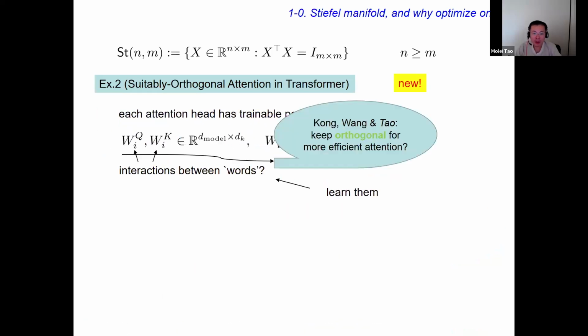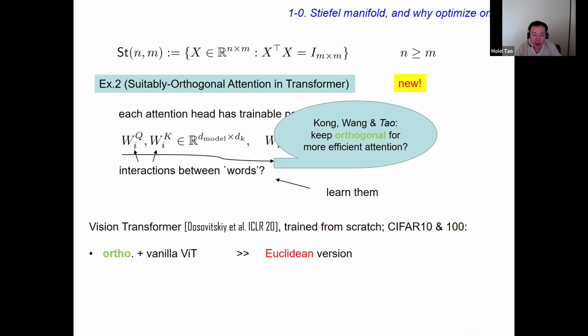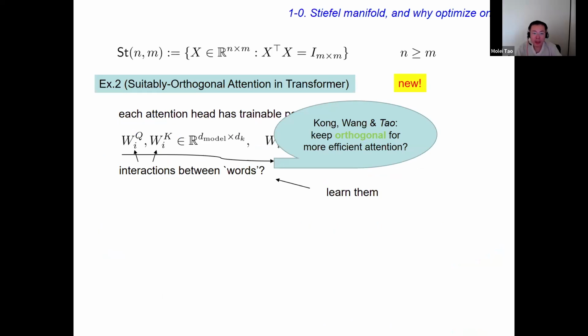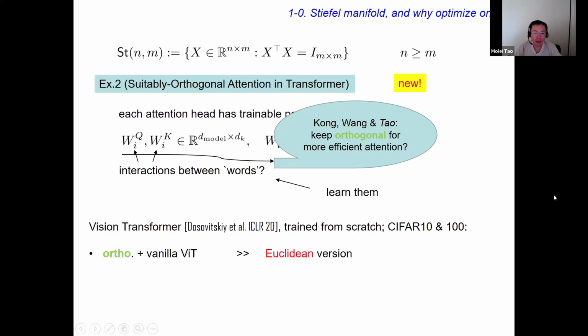So we actually tried our idea. Sorry, let me slow down. The training problem becomes this: previously you optimized over those W matrices, which are really just in Euclidean spaces, but now we do the training by optimizing our model over Stiefel manifolds on which these W's live. We tried this idea on the vision transformer. We took the vanilla vision transformer and just added this orthogonality constraint, and then we got results that are much better, way better than the Euclidean version.